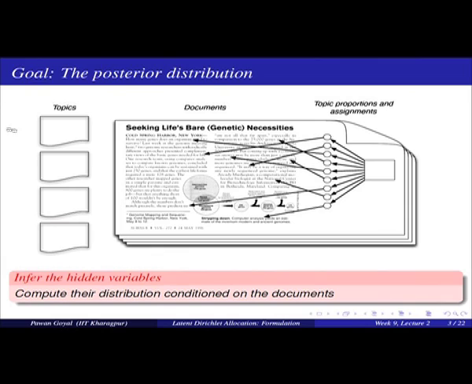So this figure will help in understanding this goal. Remember, we saw an earlier figure where we had all these topics given to us. We knew the topic proportions for this document, and then we were drawing a topic for each word in this document. But in reality, I will only have the documents. I know the words, but I do not know anything about my topics, these proportions, and the topic assignment for each individual word. So I have to compute the distribution conditioned on all the documents that I am seeing in my data.